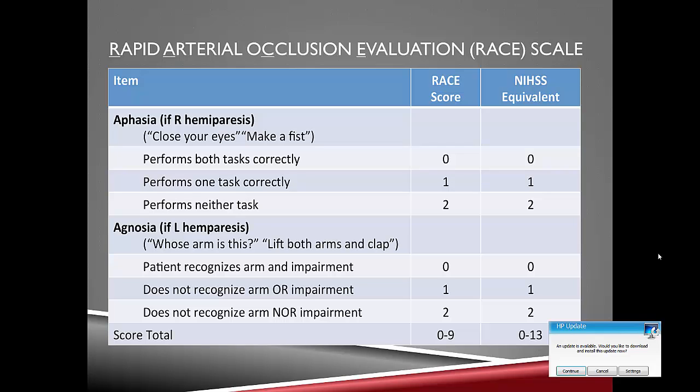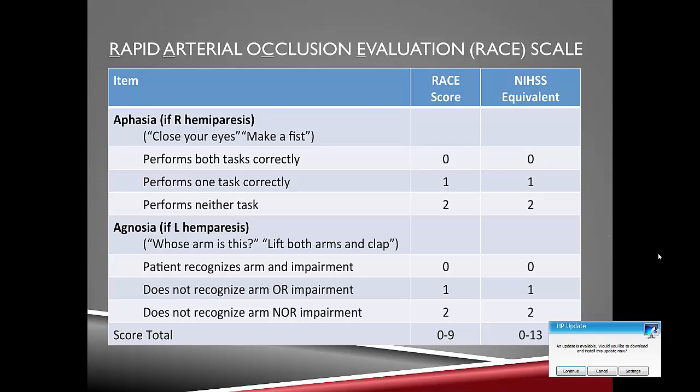Next, depending on if there's right hemiparesis versus left, the first would be looking at aphasia. So you would ask the patient to either close their eyes or make a fist. If they perform both of the tasks correctly, then they'd get a 0. If they perform only one, they'd get a 1. And then obviously if they can't do either, they'd get a 2.